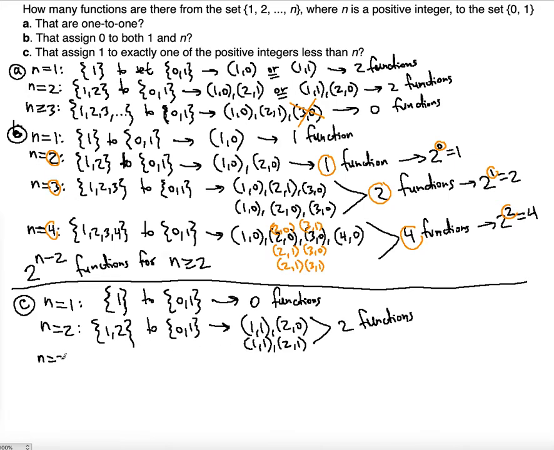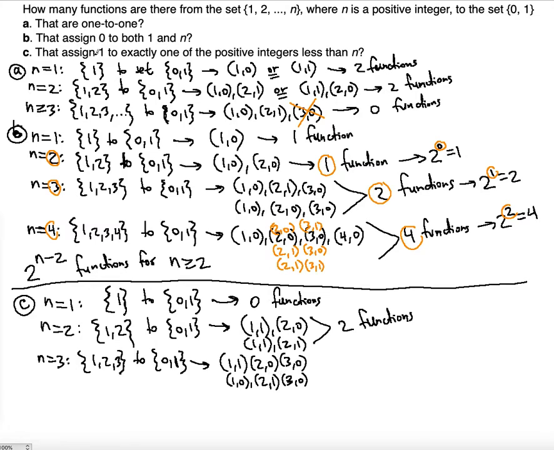Now when n is equal to 3, I'm going to have a larger set, 1, 2, 3. I'm going to try to map it to 0, 1. So here we're going to have what possibilities? We have to have less than n, which is going to be 2 or 1, right? So we can have 1, 1. Then we can have 2, 0, 3, 0. And then we can have 1, 0, 2, 1, 3, 0.